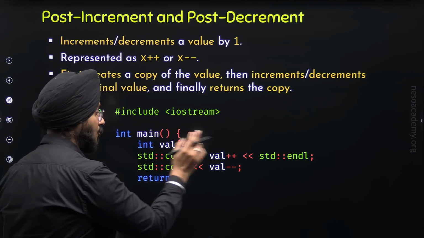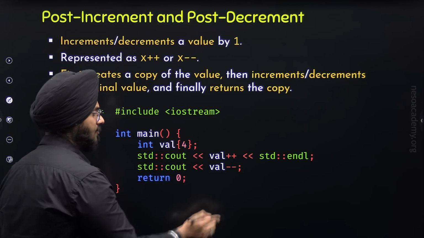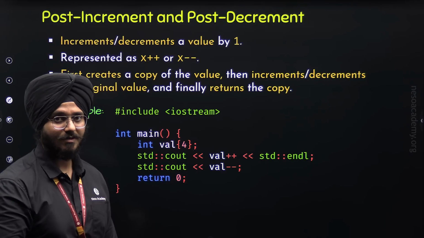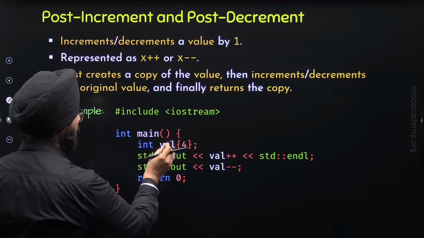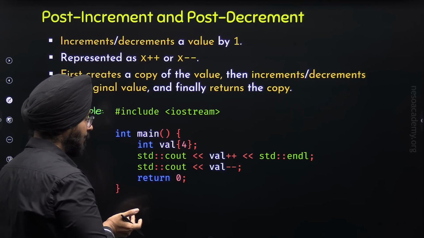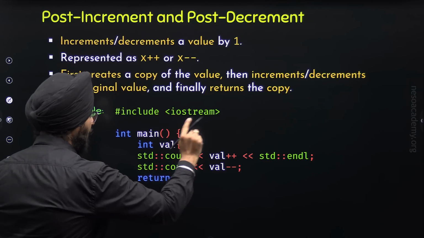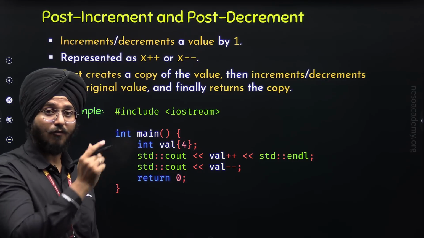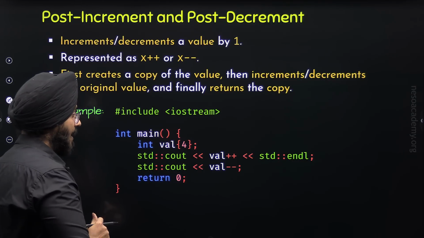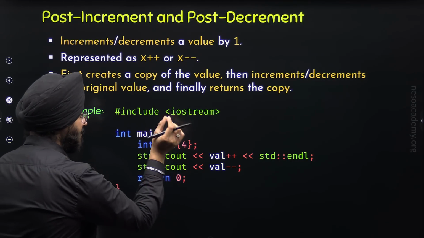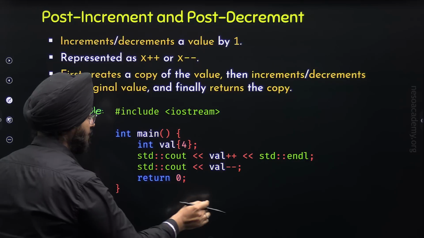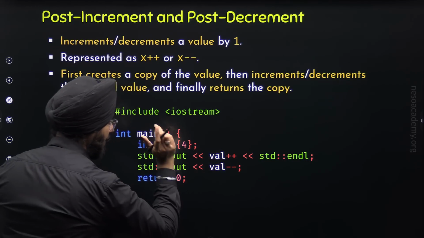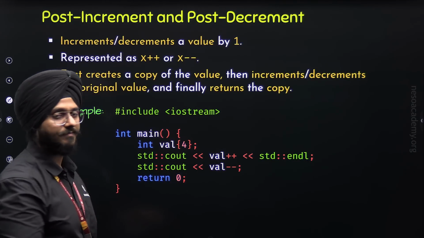Then after this, in the new line, we will get the result of val--. We know the current value of this variable val is 5. First, the copy of 5 is created. Then 5 is decremented by 1. We will get 4 in this variable val. And then the copy, that is 5, is returned. This means in place of val--, we will get 5.